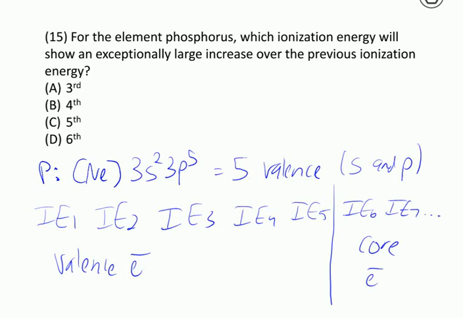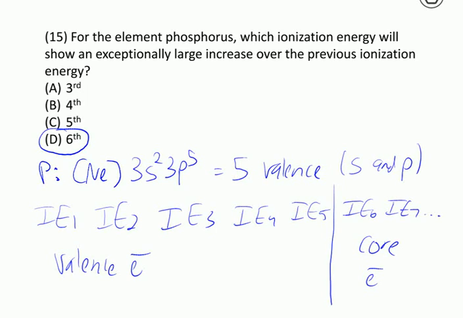So which ionization energy will be an exceptionally large increase over the previous one? The way this is worded, we should pick D, which is 6. The 6th ionization energy is going to be much larger than 5, because this is the first one that involves removing core electrons. Here we're removing electrons with N equals 3. Here we have to start removing N equals 2 electrons, which are closer to the nucleus and held more tightly.